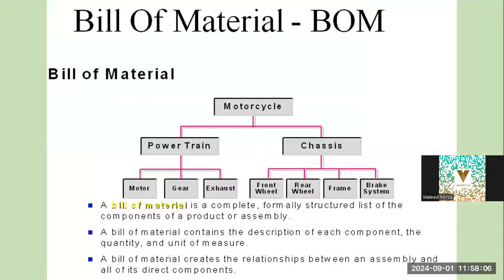Now, next is bills of material. And what is bills of material? It is a complete structured list of components, containing a description of each component. Now, if you are making a motorcycle, it will need two parts. It is built using powertrain and chassis, and these two phases need components like motor, gear, exhaust, front wheel, rear wheel, and so on. BOM creates a relationship between an assembly and its direct components.